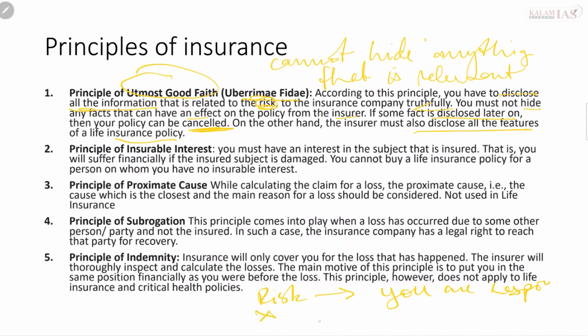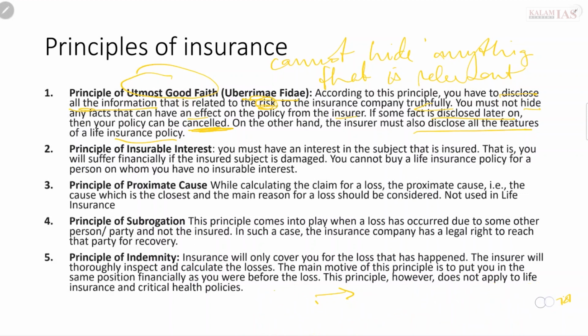If you forget important details, then that is misrepresentation, and if you hide details, that is fraud. Both of these cases will lead to cancellation of the contract itself. Whatever premium you have paid will be forfeited. You will not get back the premium that you have paid, and you will also lose the policy.